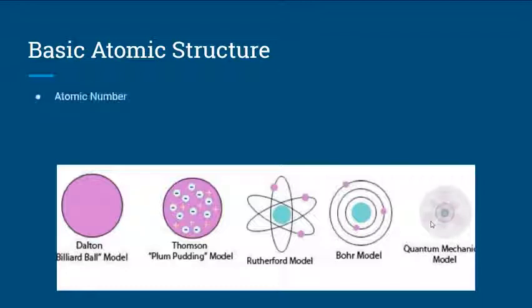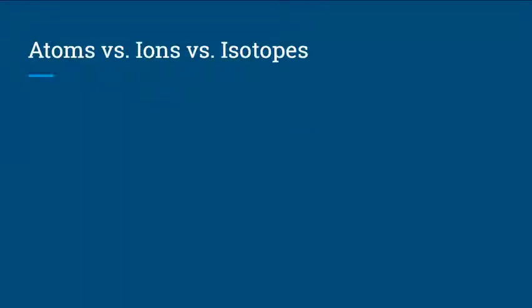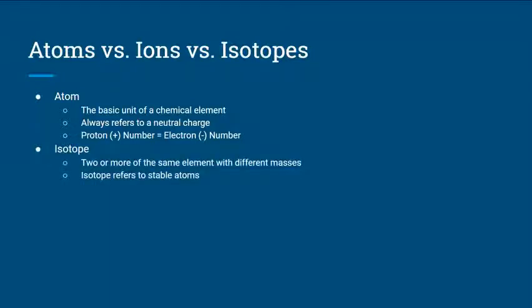All right, but again, just some recap. Atomic number is always referring to the number of positive protons located in the core of that atom. And then mass number is the sum of protons and neutrons in total in the nucleus of one individual atom. Right? So an atom always refers to the basic unit of chemical element. It refers to it having a neutral charge, which means that our proton number and atomic number equal the electron number. An isotope refers to two or more of the same element but have different masses, and they're ultimately referring to stable, naturally occurring atoms.